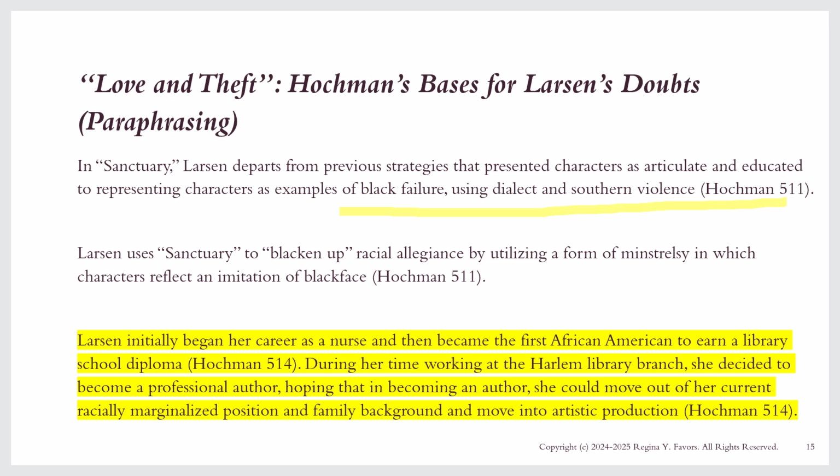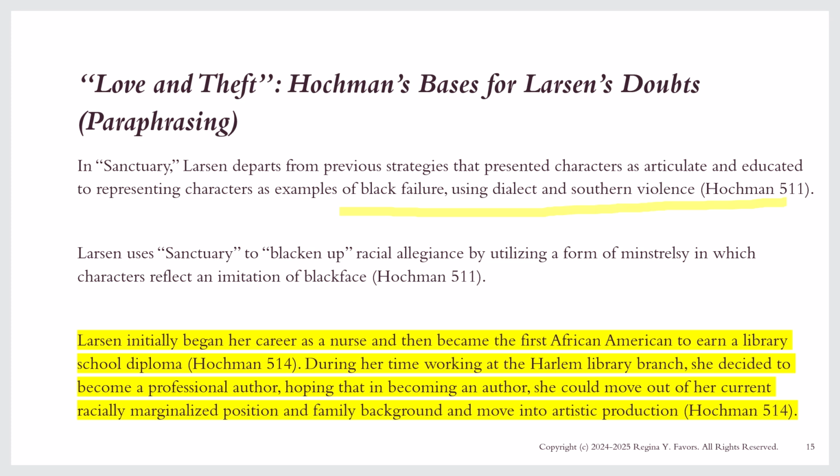Larson uses sanctuary to blacken up racial allegiance by utilizing a form of minstrelsy in which characters reflect an imitation of blackface. Larson initially began her career as a nurse and then became the first African American to earn a library school diploma. During her time working at the Harlem Library branch, she decided to become a professional author, hoping that in becoming an author, she could move out of her current racially marginalized position and family background and move into artistic production. Larson's background is available online. We can find information about it.